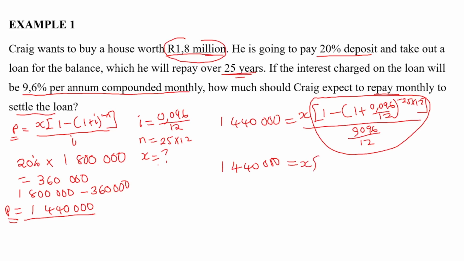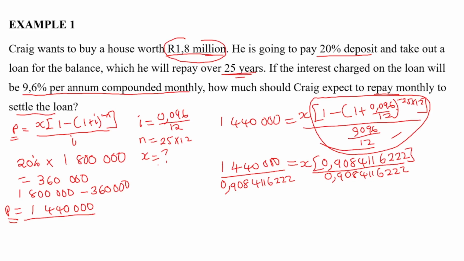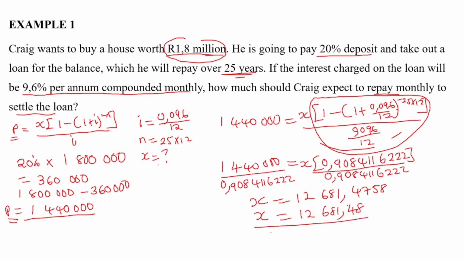And then we remain with 1,440,000 is equal to X, and then this whole thing in the calculator will give you 0.908411622. Don't round off during calculation. Use these values as they are. Then divide both sides by 0.908411622, and then we'll get that X is equal to 12,681.4758 before rounding off. So X is equal to 12,681.48. That's what Craig must pay every month.